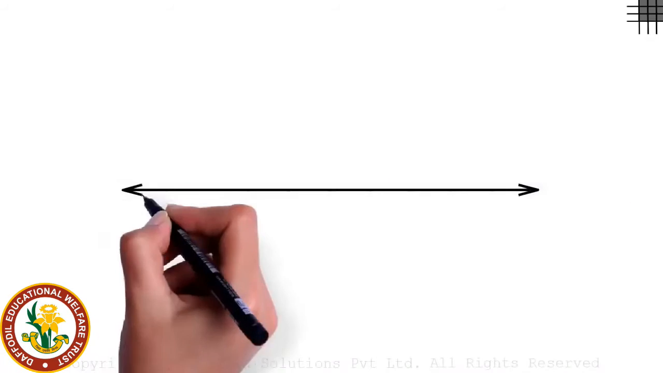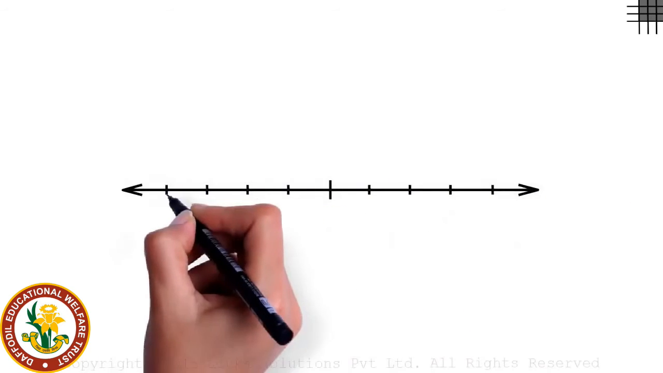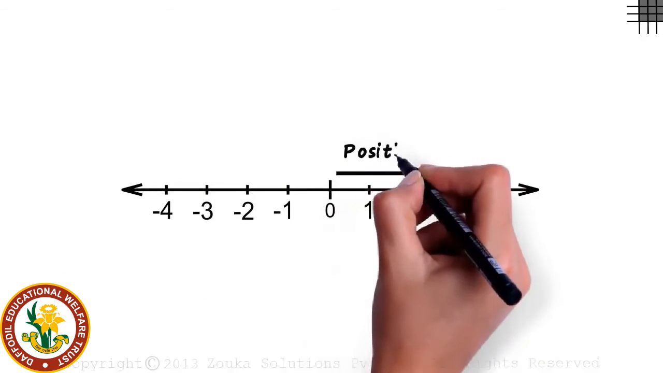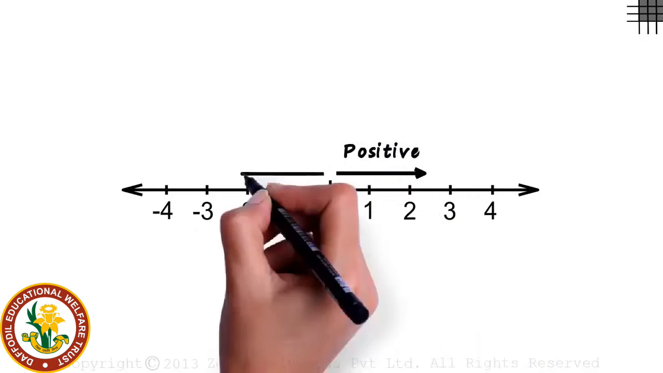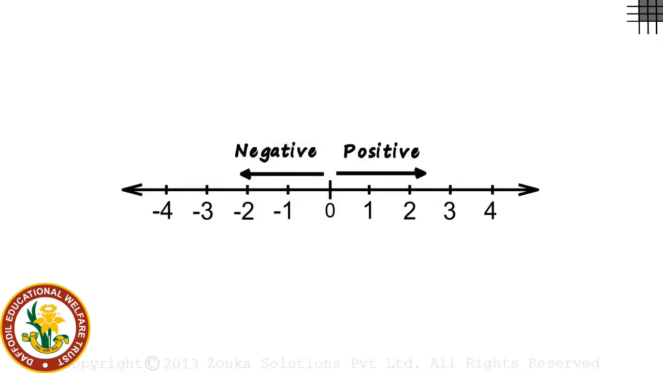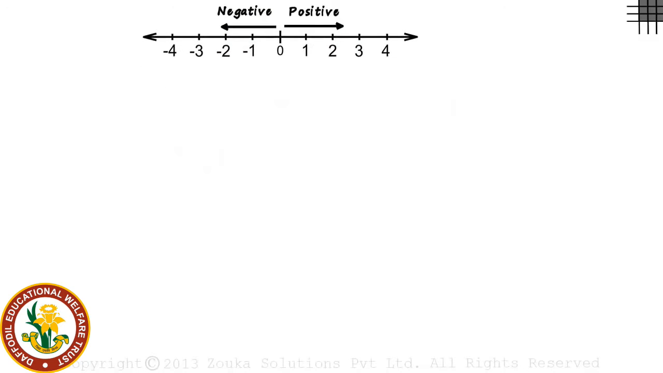All of us know what a number line is, and the numbers we see here on the number line are called integers. On the right side of 0, we have positive integers, and on its left, we have negative integers. Integers we are familiar with, but what about numbers like these?